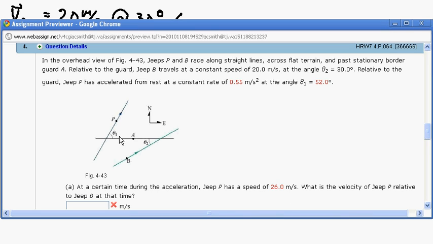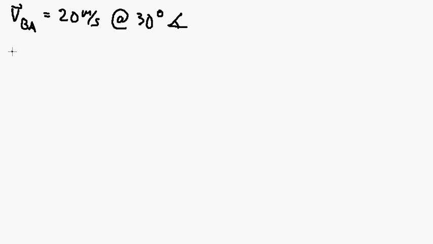And what's our other one? The other one is Jeep P, accelerating from rest at a constant rate of something, at some angle, so at this angle theta 1. The velocity of Jeep P with respect to guard A initially was 0, and the acceleration of Jeep P with respect to guard A has been, what did we say, 0.55 meters per second squared.